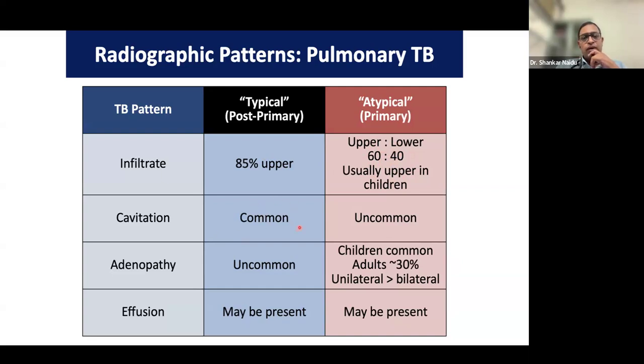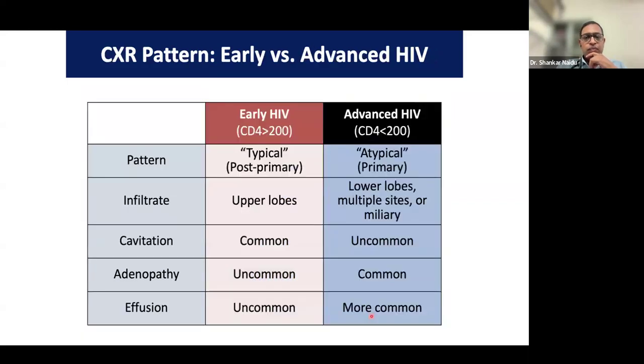Cavitations are common in typical infection, whereas in atypical presentation, cavitations are relatively uncommon. Lymphadenopathy is common in both situations, and effusions may be present in both situations. So again, reinforcing the same thing, lower lobe infiltrates and multiple site involvement are more common in advanced HIV, as seen in the atypical presentation. So in advanced HIV patients, atypical X-ray findings of TB are more common than the typical X-ray findings.